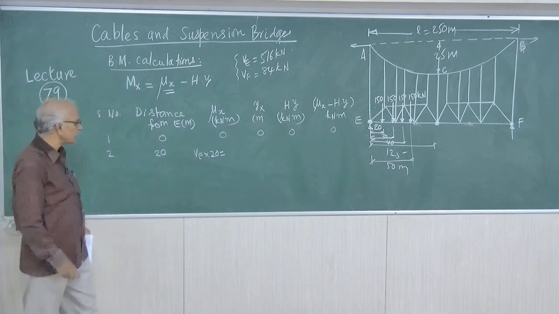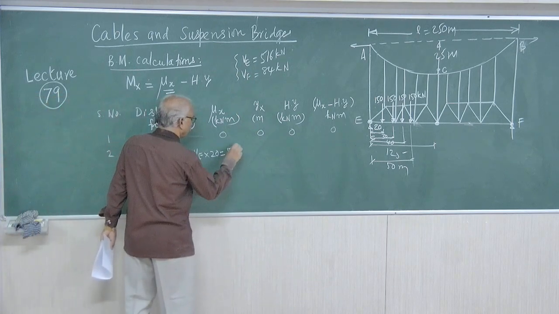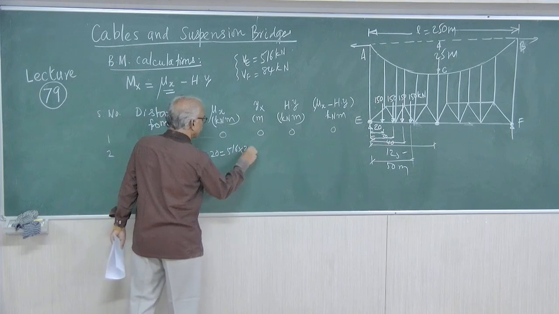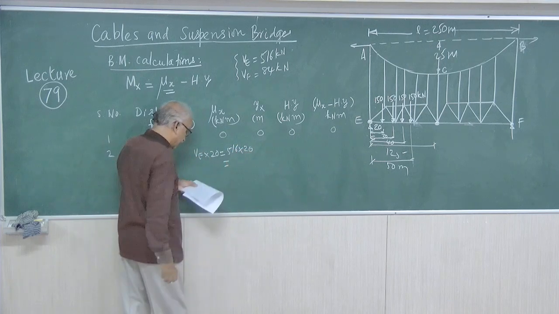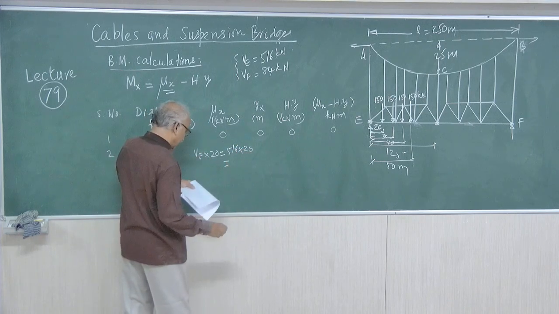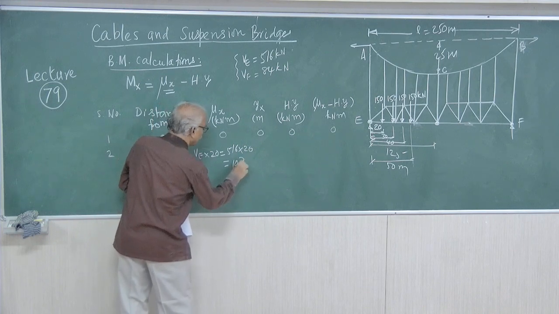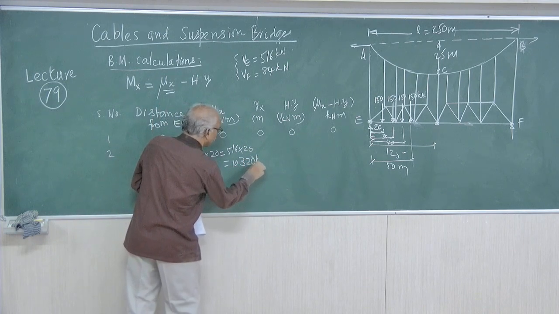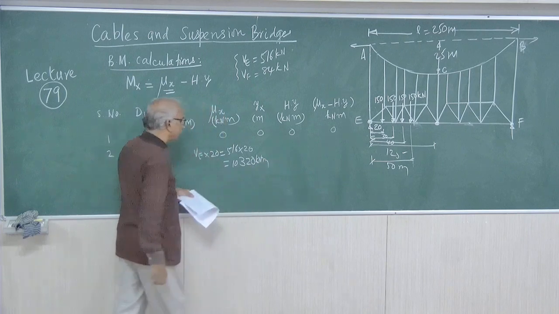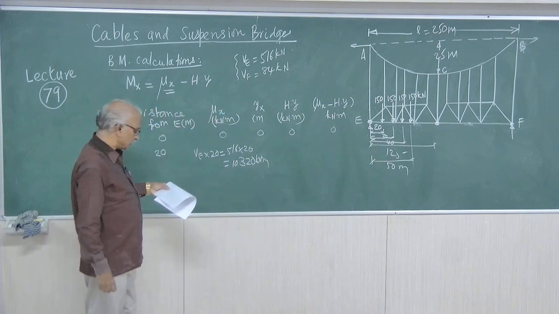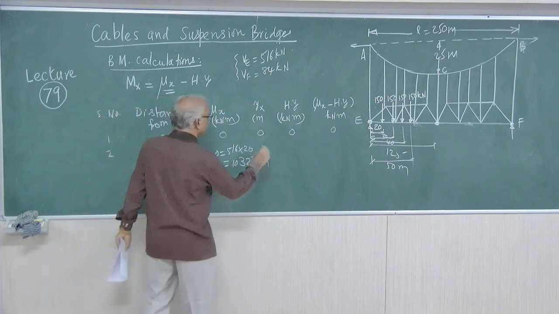Therefore, VE into 20 equals 560 into 20. This value equals 10,320 kilonewton meter. Now, this value is 7.36 meters.